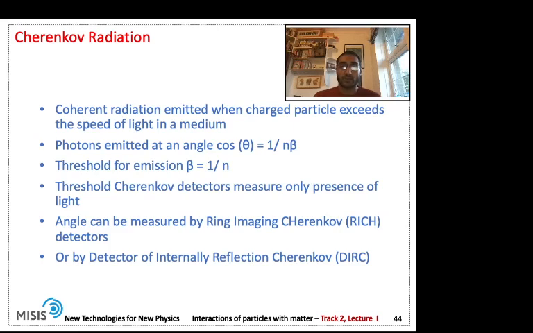One can have so-called threshold Cherenkov detectors, which only determine the presence of the light. However, one can also have detectors which measure the angle as well. These are the so-called ring imaging Cherenkov detectors, or RICH detectors. And one final possibility is so-called DIRC detectors, which detect internally reflected Cherenkov light.